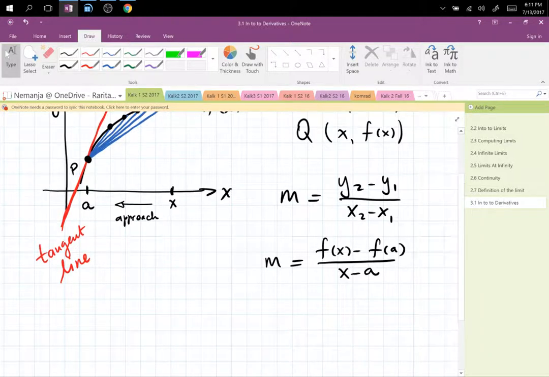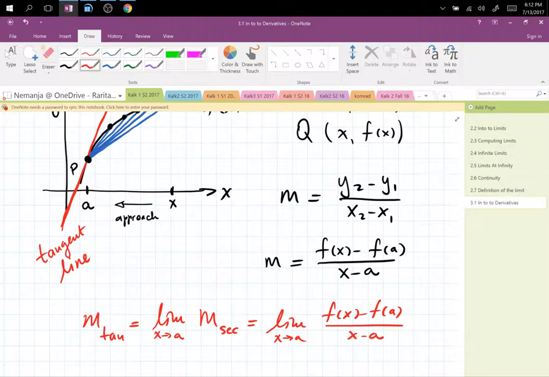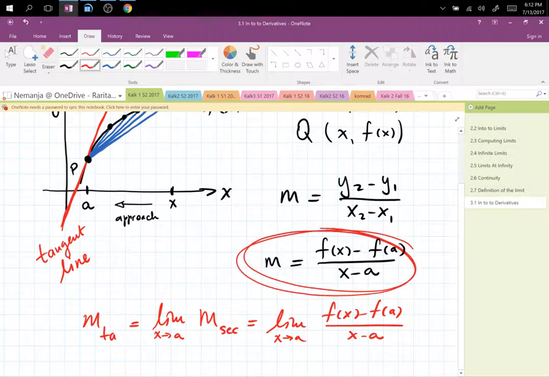And now I'm going to say that the slope of the tangent line is equal to the limit as x goes to a of the slope of the secant line, which is limit x goes to a of f of x minus f of a divided by x minus a. So the slope of the tangent line is going to be the limit of the slope of the secant line. This is your slope of the secant line. That's algebra. And we just put the limit in front.